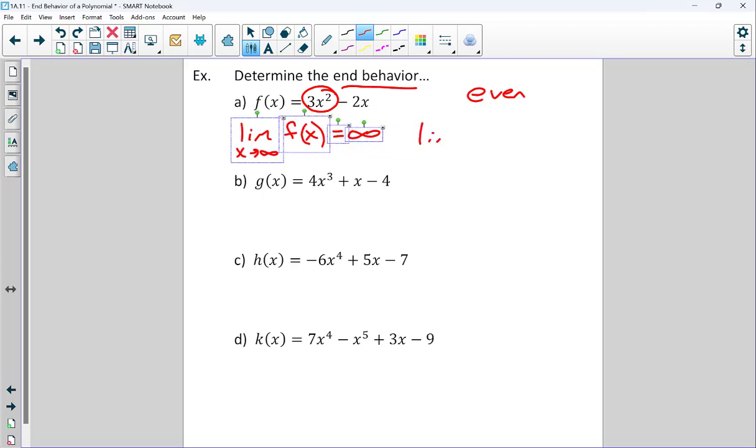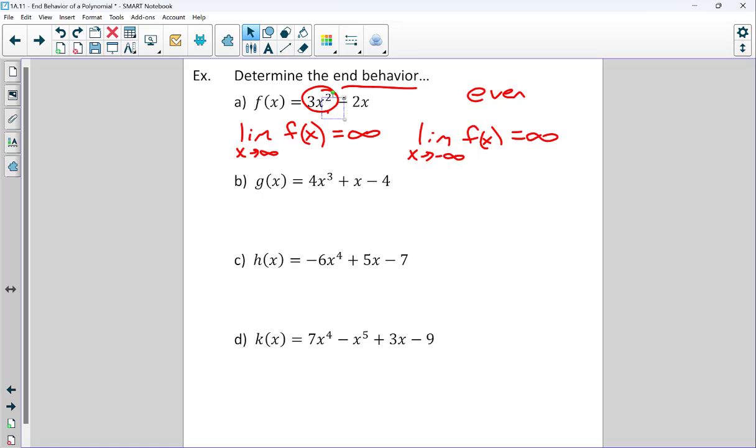And then the left side, limit as x approaches negative infinity of f of x. Because it's an even degree, we're going to agree. So positive leading coefficient tells me the right side is up. Even degree tells me the left side agrees with the right side. So pause here, try the other ones, play when you're ready.